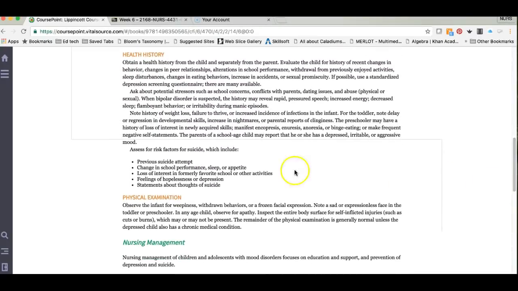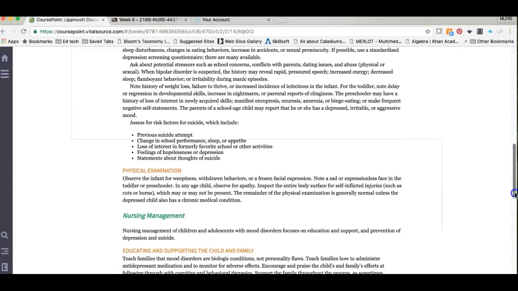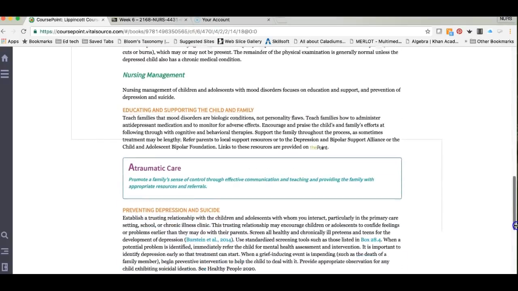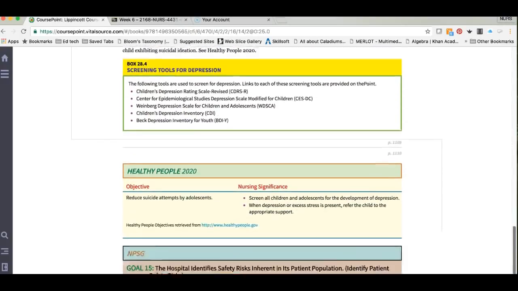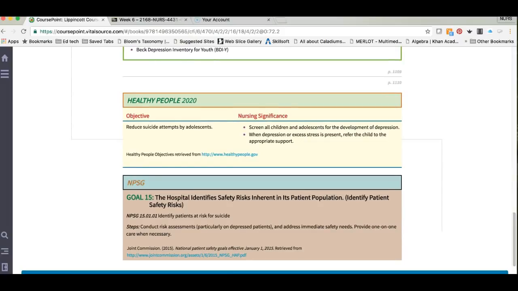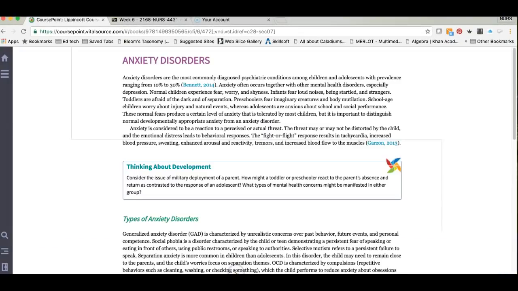All right, some things to look for when you evaluate for suicide risk. Those are all questions to ask. And again, with the National Patient Safety Goal, we assess every patient for suicide risk.